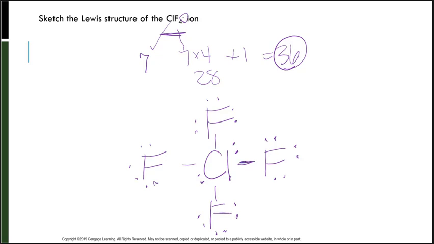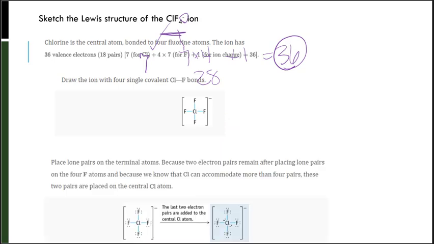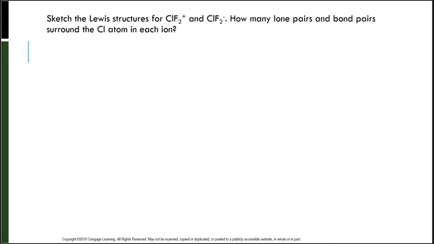So around my chlorine I have 4 bonded pairs and 2 lone pairs of electrons. That's more than the octet, and that is okay. Here is looking at it in a little bit neater fashion. We can see here is my chlorine with 4 fluorines around it. Each fluorine satisfies the octet. And again, look at my central atom. Chlorine has 4 bonds and then those 2 lone pairs around it because I had to have those 36 electrons. And I forgot to put the brackets around it with the -1 charge on the outside, so don't forget to do that.